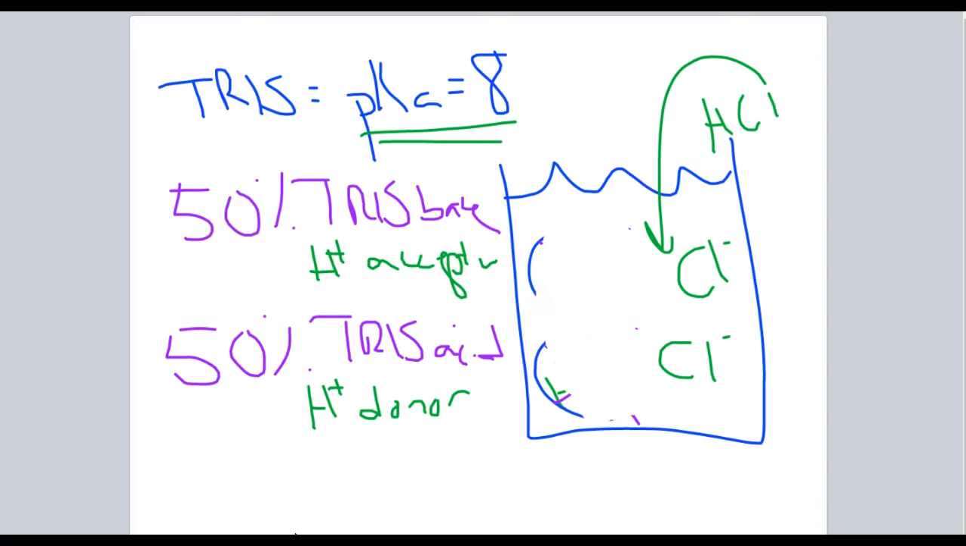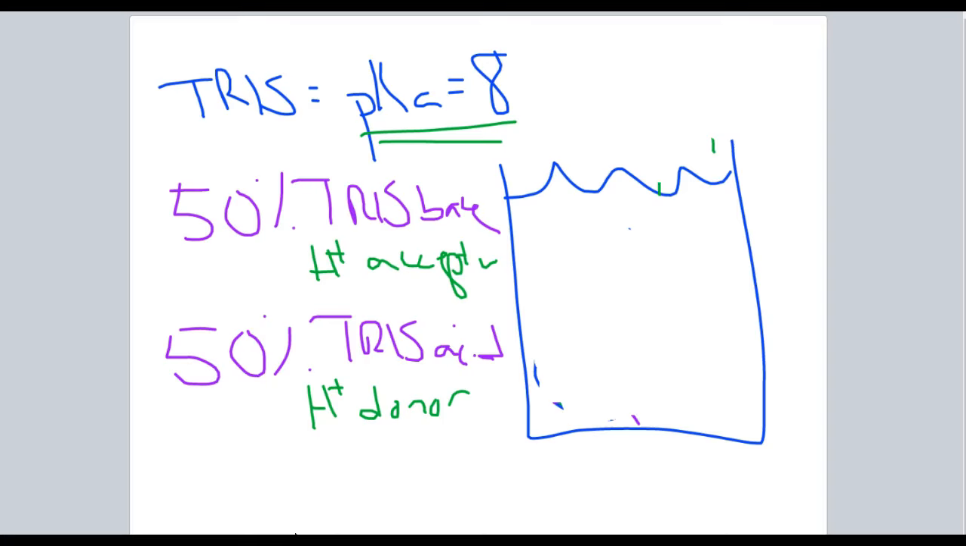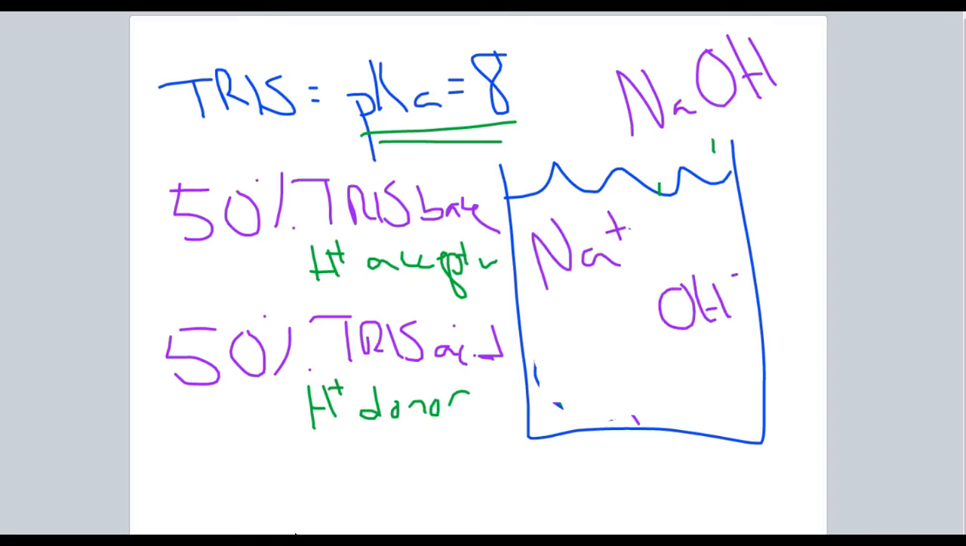But it goes the other way too, because remember, we have 50% acid from tris and 50% base from tris in this solution. So let's add, instead of hydrochloric acid, a strong base, like sodium hydroxide. As soon as sodium hydroxide is added to this solution, it dissociates, and that hydroxide ion really wants to raise the pH and make it more alkaline.